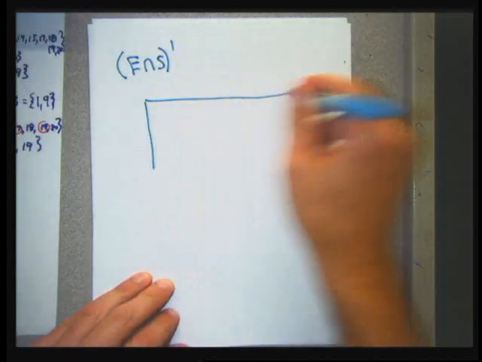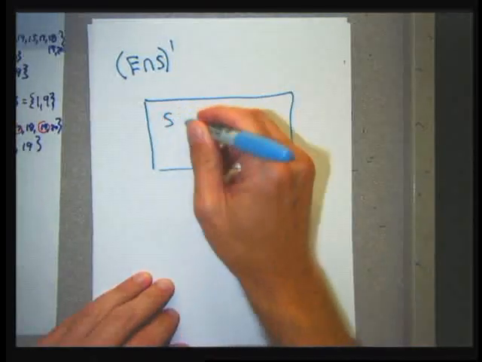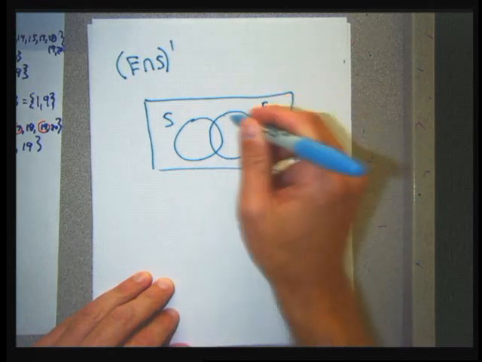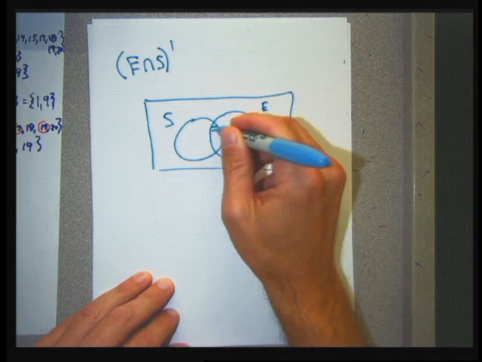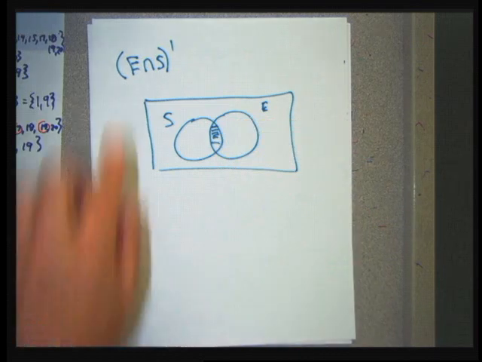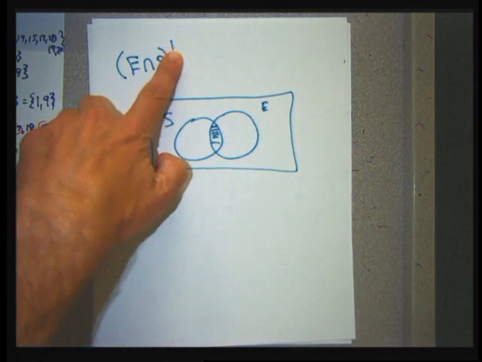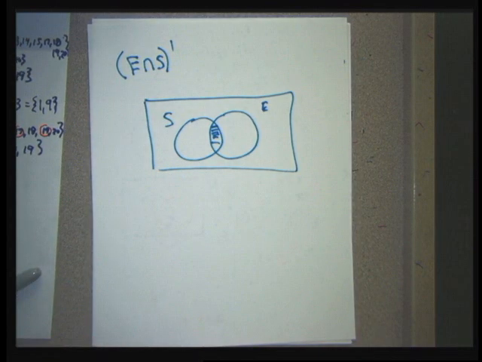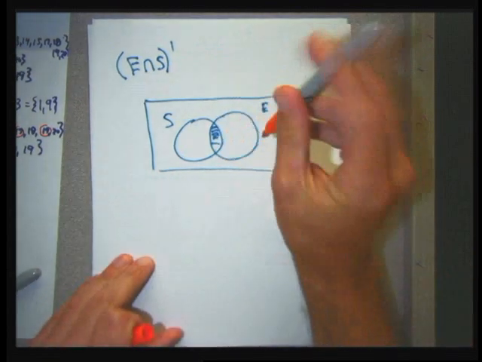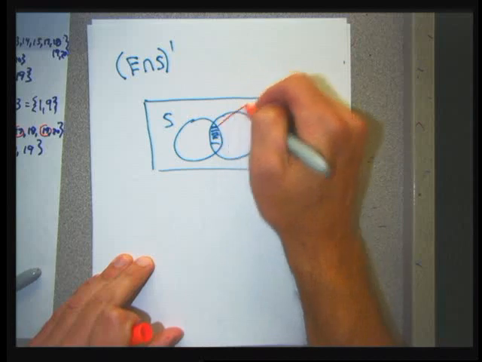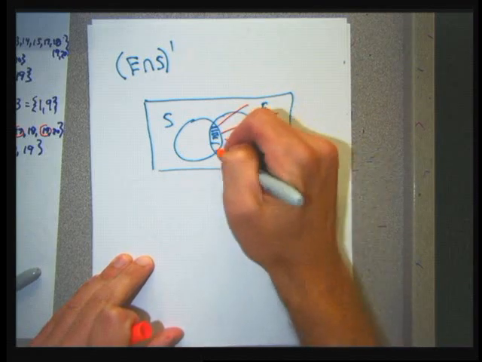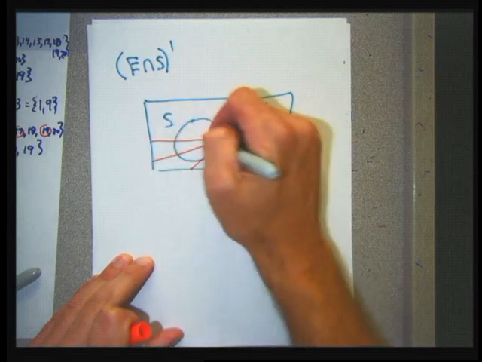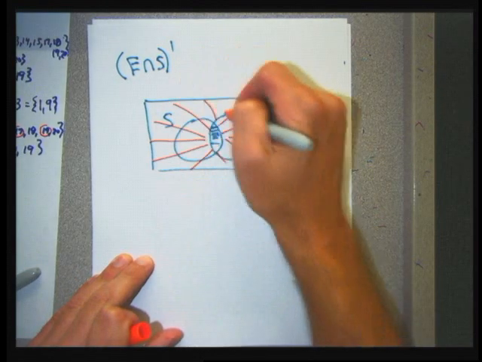So for this particular problem, we have the S circle, we have the E circle, and the S intersection E, or E intersection S, is where they overlap. But I want the complement, or outside the overlapping, of E intersection S. So what I'm looking for in this problem is anything outside the intersection, and that's anything in the non-overlapping part of the circles, or outside the circles.